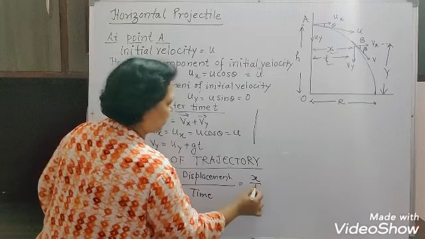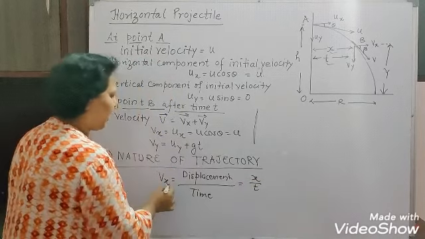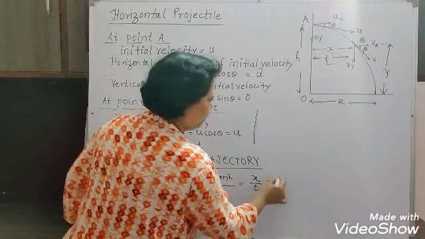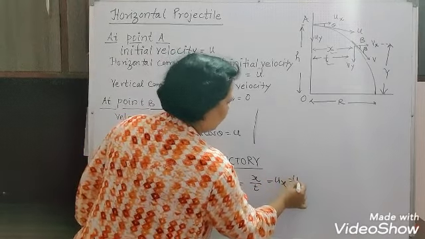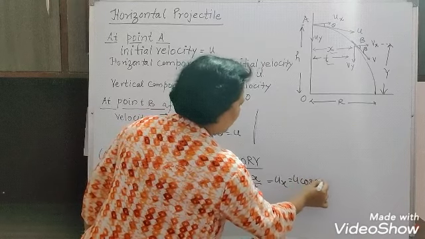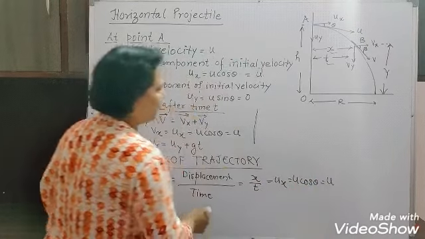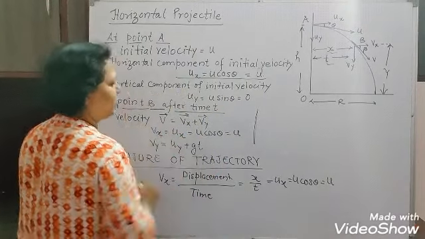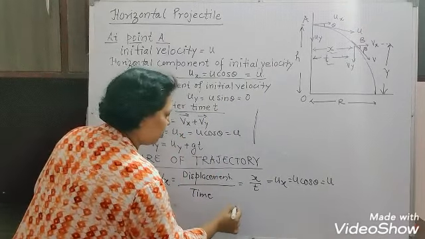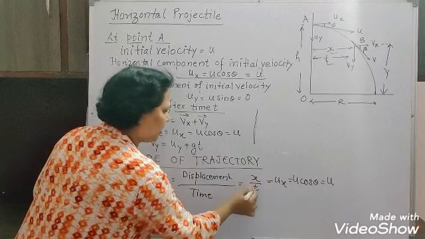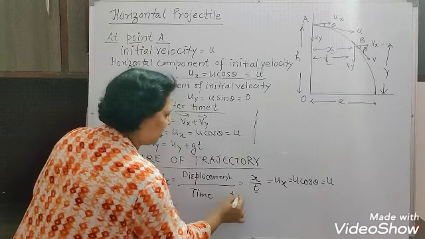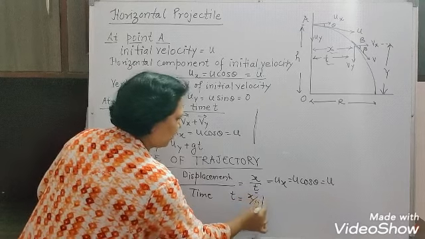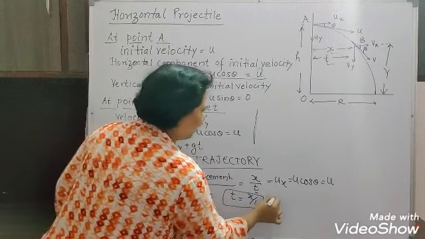So this is x upon t, or Vx. Already we have seen that Vx is equal to Ux, or u cos theta you can say, or simply it is equal to u. Okay, so simply what we can say here is that time is equal to x upon u. We'll write this as equation 1 here.